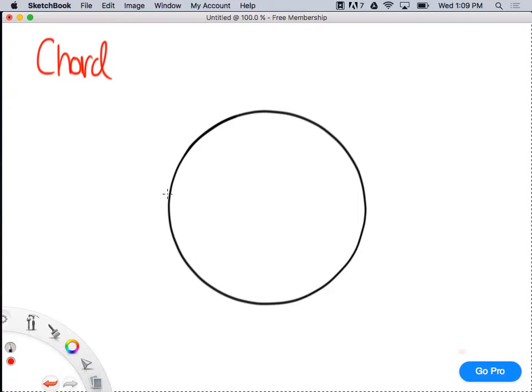Somebody else come up and draw a chord. Who else wants to draw a chord? Matthews, you want to come up too? Okay, you can come up too. Careful. Draw a chord. Quickly, guys, draw chords. I need to see lots of chords.